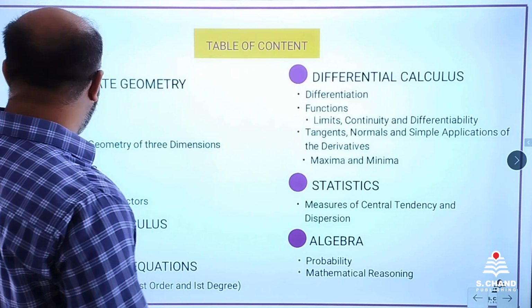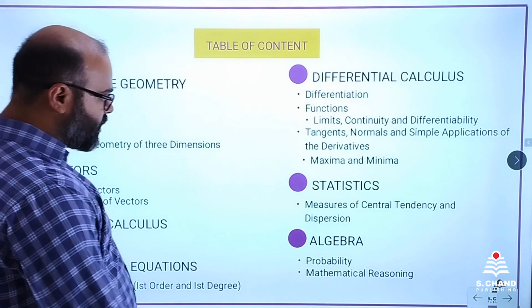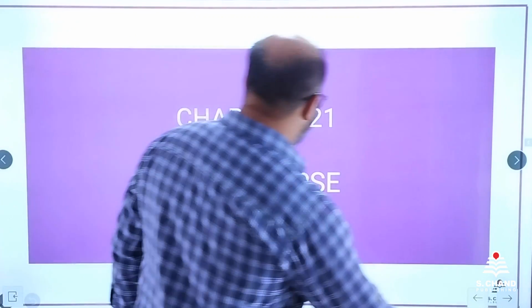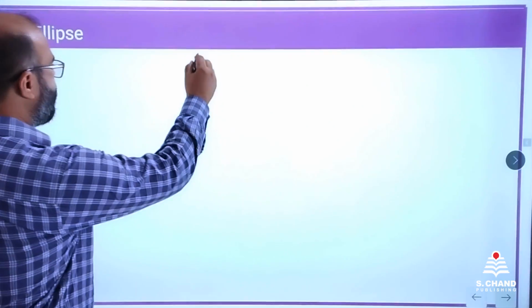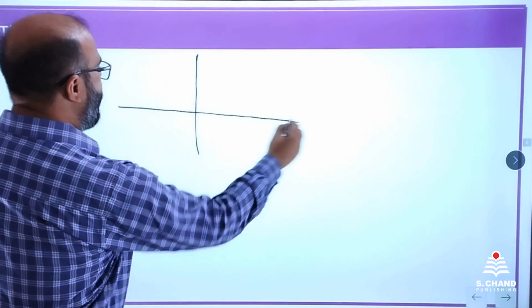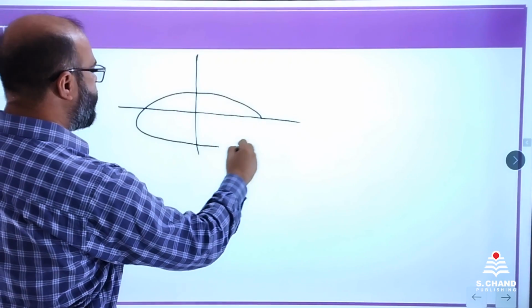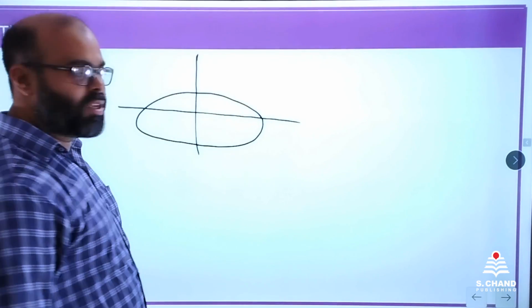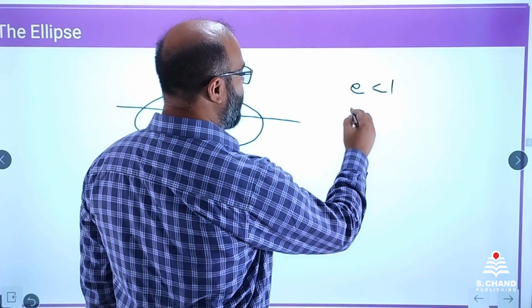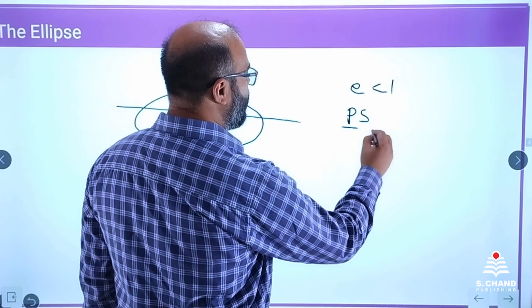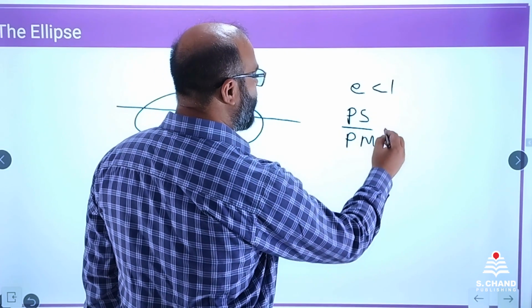So the next chapter which we are discussing is Ellipse, and this is chapter number 21. So we'll start with some basic concepts of ellipse here. First of all, we know that eccentricity is a term which is used for all the conic sections, and in case of ellipse, eccentricity is less than 1. That is, PS by PM is actually e, which is less than 1.